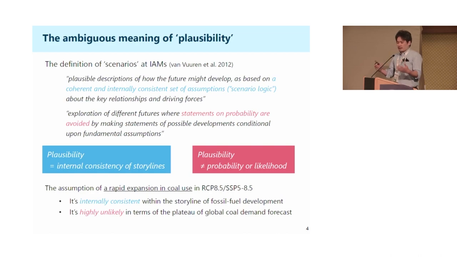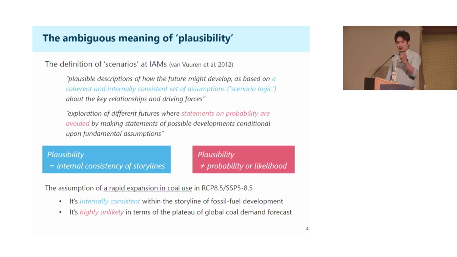According to this definition, you could argue that possibility is sort of an internal consistency of a storyline, but it doesn't necessarily mean a probability or likelihood. And when we look at, for instance, the possibility of RCP 8.5 or SSP 8.5, there are assumptions like rapid expansion in coal use, and this is fiercely criticized. I think what Pielke has done shows it is very unlikely, in terms of the plateau of global coal demand forecasts. But maybe the modelers can defend themselves.